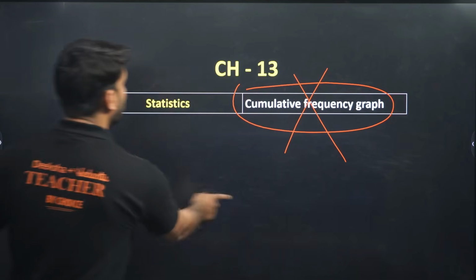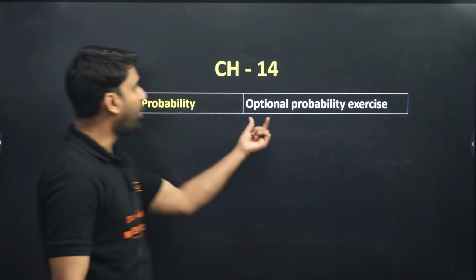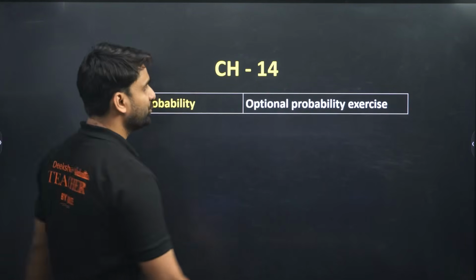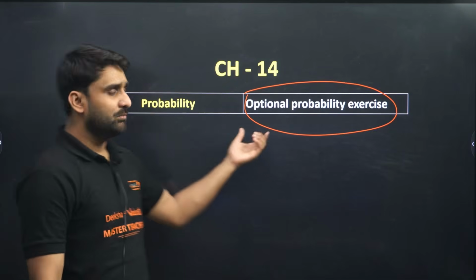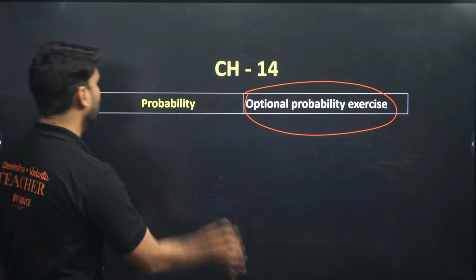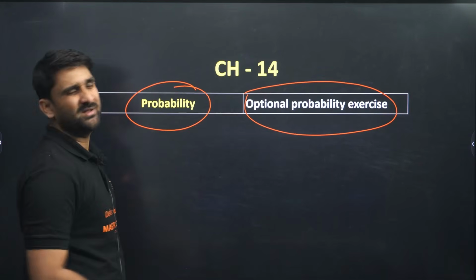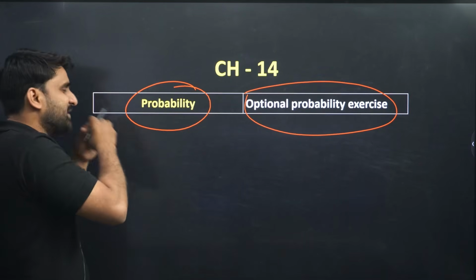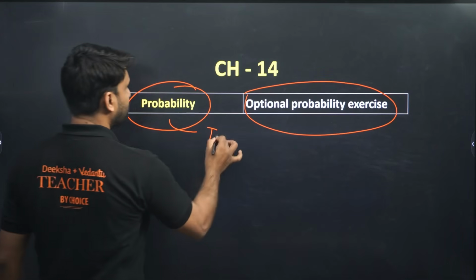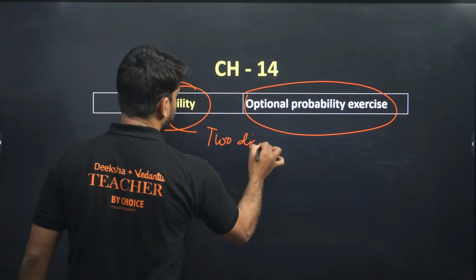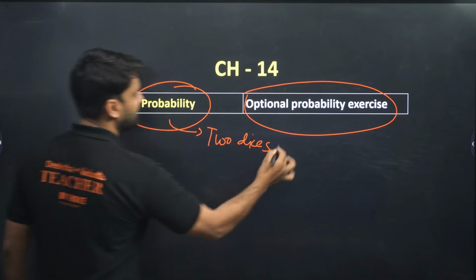It is not coming. In chapter number 14, probability, the optional probability exercise is excluded, so no more questions will be there. But this chapter is very scoring, my dear. If this chapter is coming completely, I think there is nothing challenging. Two dice are there. So please prepare these topics, and two dice thrown simultaneously.